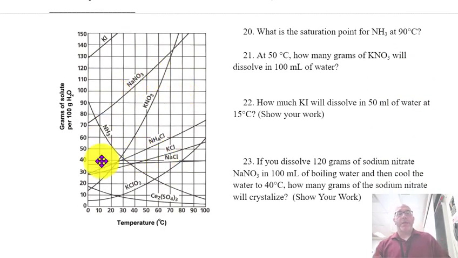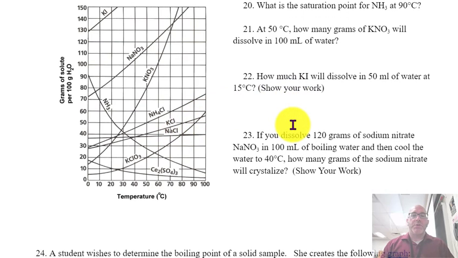Flip it over. This solubility table refers to these 4 questions. So 20, what is the saturation point for NH3, which is right here on the solubility table? 21, at 50 degrees Celsius, how many grams of potassium nitrate, or KNO3, will dissolve in 100 milliliters of water? And right there's the KNO3 line. Question 22, show how much potassium iodide, which is way up here, will dissolve in 50 milliliters of water at 15 degrees Celsius. Show me your work.